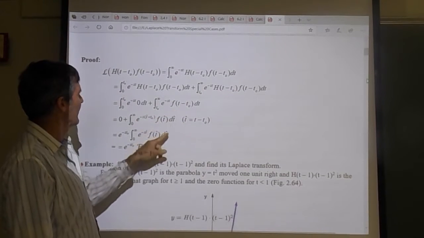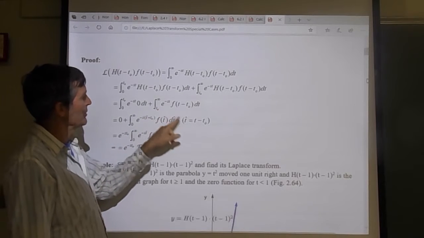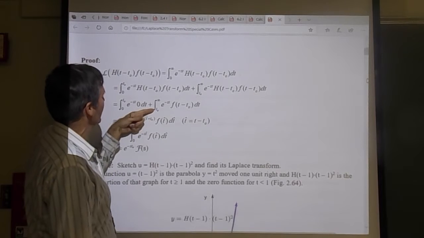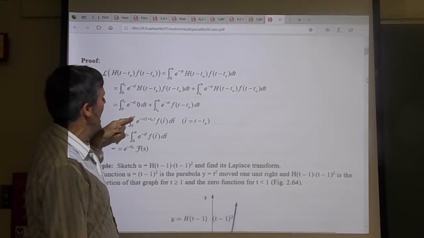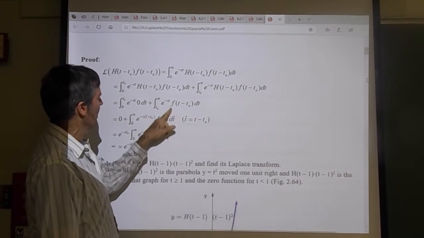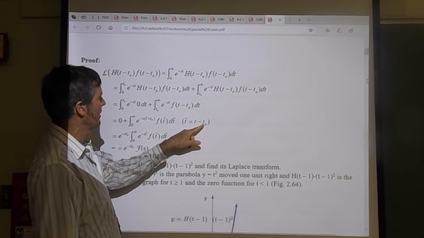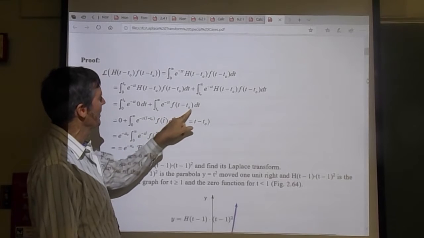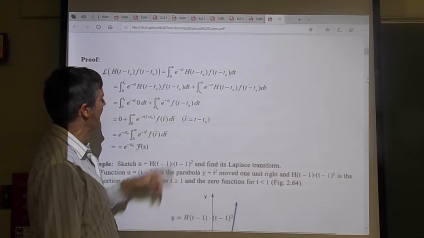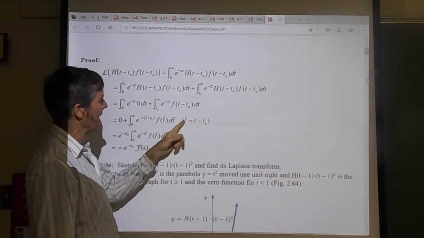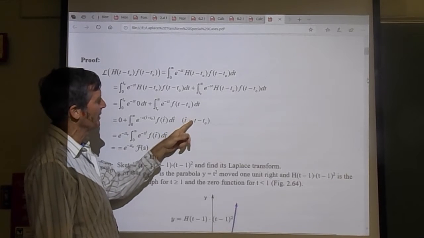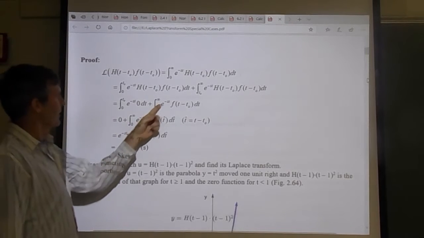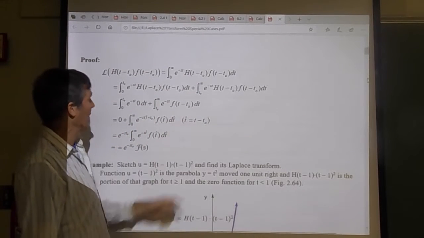Now on t0 to infinity, you can make a change of variables. Let t hat be t minus t0. That changes this integration to go from 0 to infinity and replaces t with t hat plus t0, and f of t minus t0 becomes f of t hat, and dt is equal to dt hat, right? You just take the derivative of this, which is 1, times dt. So this integral changes to this by the substitution method.